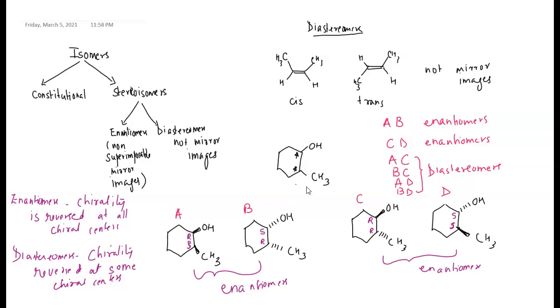Okay, there could be an example where you have 3 chiral centers or 4 and so on, but when you have only one chiral center, then we are not looking for any diastereomers in those molecules. Okay, all right.